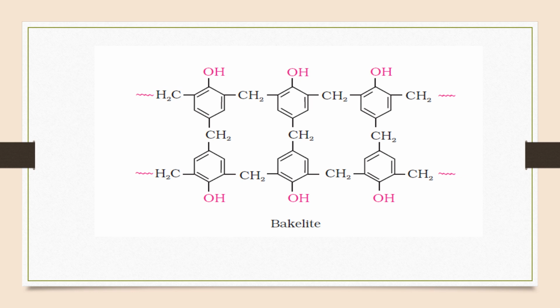So here this is the CH2 group, this is the methylene group, and at this particular position here there is a cross-linking by CH2 group. This structure is known as bakelite, right?